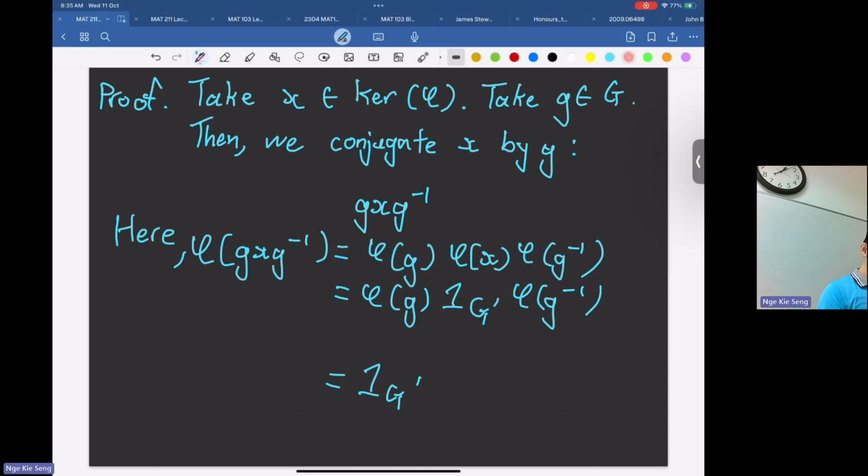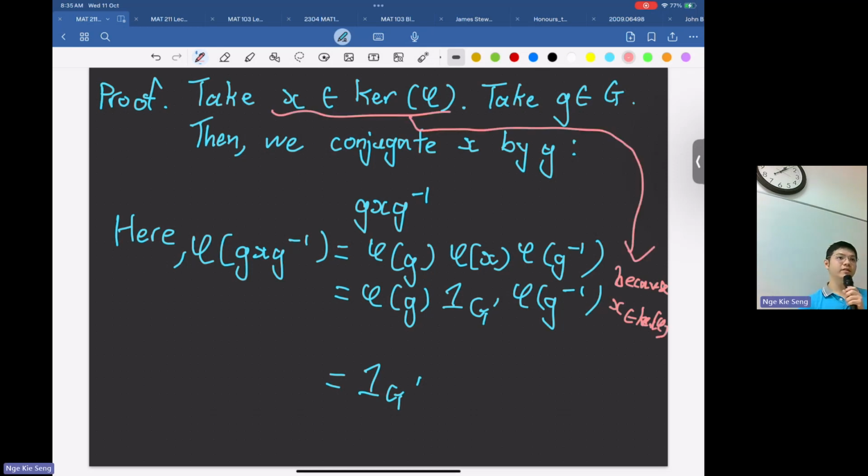Why? Because x is in the kernel of phi. This is the condition, the first thing you started with. So when you apply it with identity, although they don't commute, because of this identity, phi of g and phi of g inverse get together again.